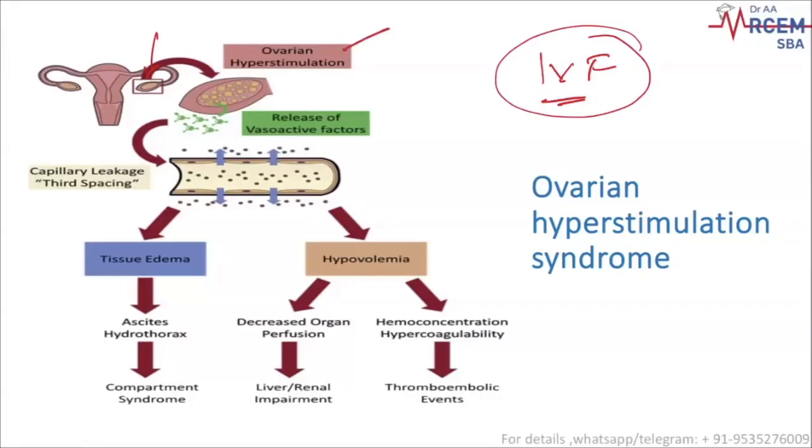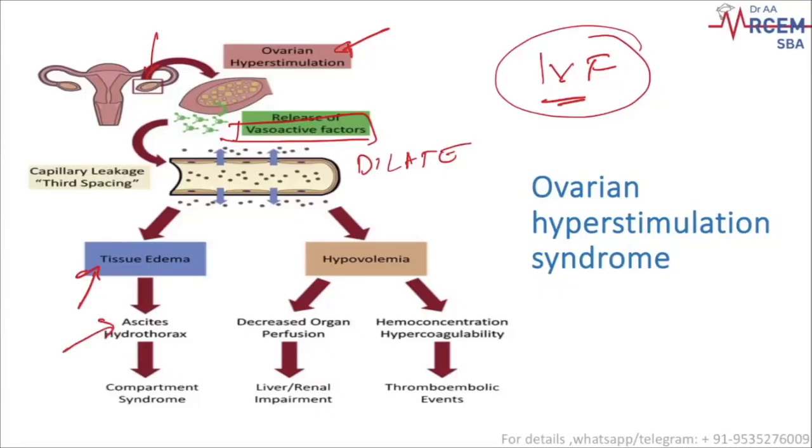What will happen if you stimulate the ovaries? Ovarian hyperstimulation can happen. One of the side effects is ovarian hyperstimulation. The ovaries release large amounts of vasoactive factors. Basically, they dilate the capillaries. Along with the dilatation, the capillaries become very permeable. So the serum and the plasma can easily pass through the membranes because they are highly dilated and highly permeable. So large amounts of fluid get accumulated in the extracellular spaces, resulting in ascites.